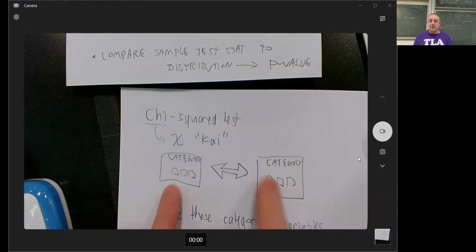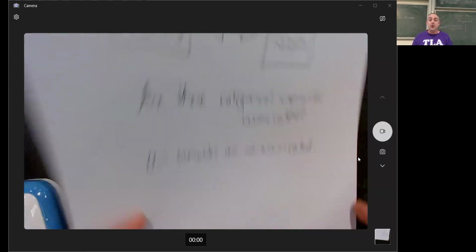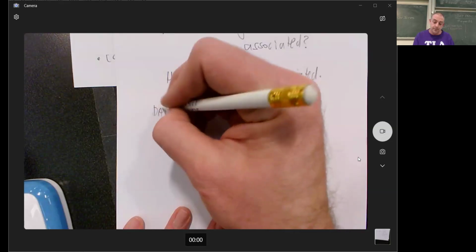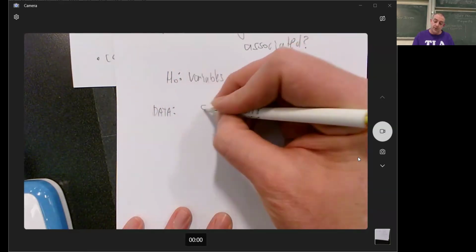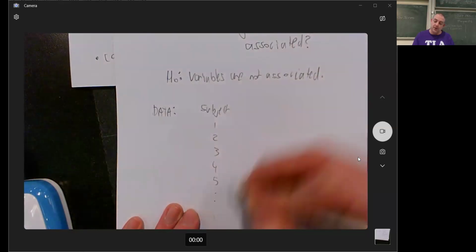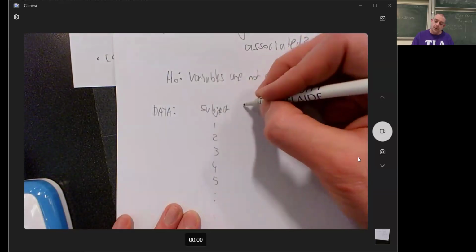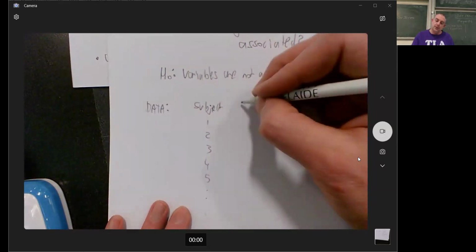So we've already got our type of data, which is two sets of categories, and the data will normally look like this. You'll have your subject, 1, 2, 3, 4, 5, etc. And it'll be like, what did I have?